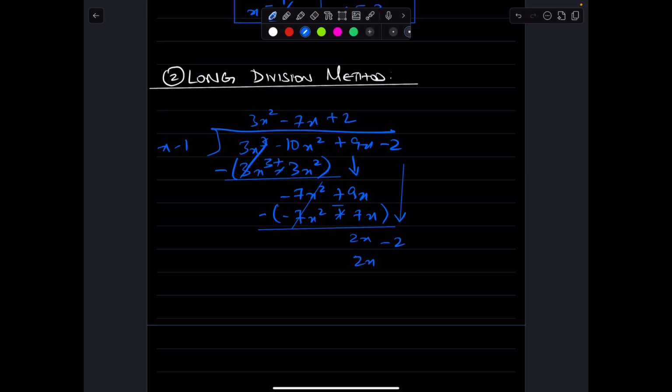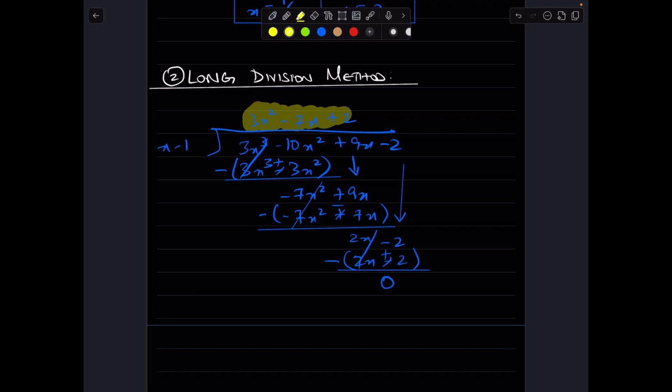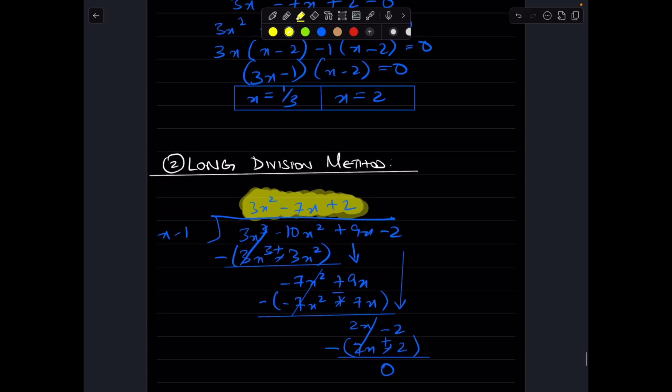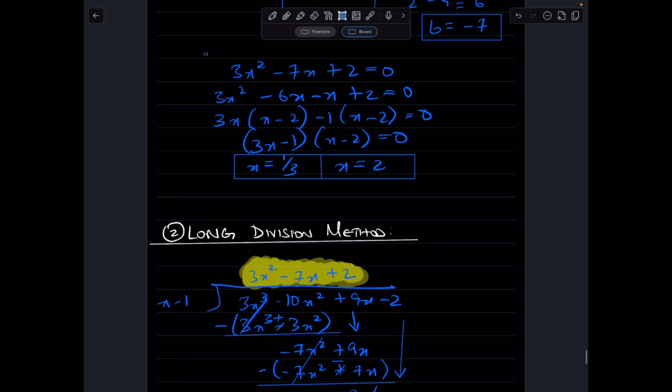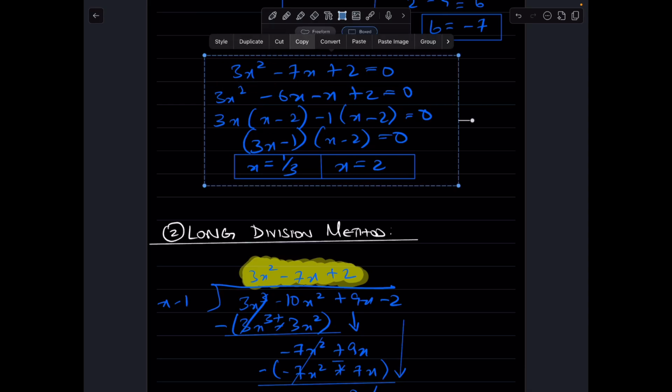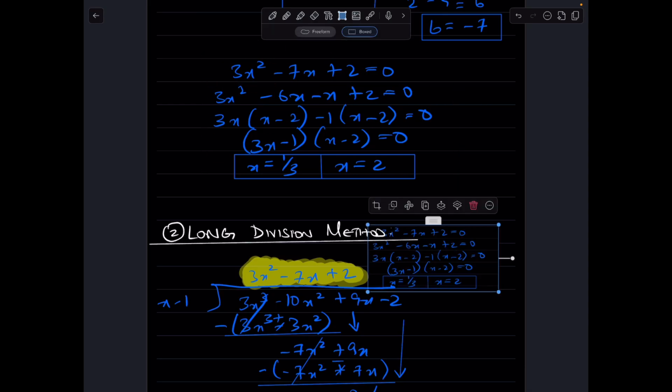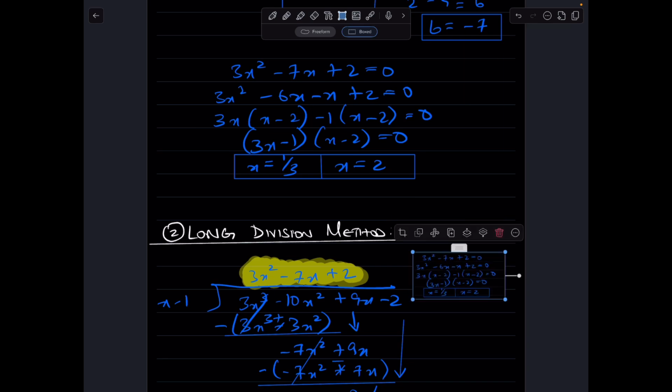Subtract this whole thing. Cancel the 2x's out. Change the sign, and the remainder turns out to be 0. So the quotient is the quadratic equation which we have to solve. And we solve this as usual, and we have done so. We'll copy this and paste this right here.